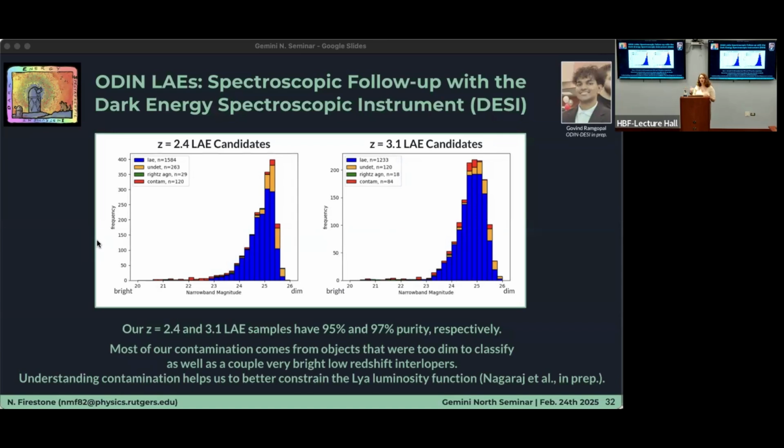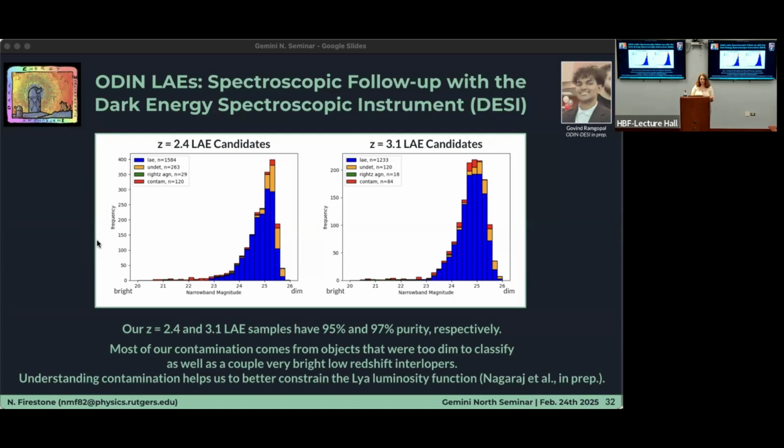And each type of object in our sample is colored accordingly. So the blue are LAEs. And then we also have undetermined objects, AGN, that were at the correct redshift, but they're not LAEs. And then some contamination. And what we find is that most of our contamination comes from objects that were just too dim to classify. So as I mentioned earlier, narrowband imaging tends to be much better at identifying dim objects than spectroscopy. So it's very possible that the vast majority of these undetermined objects are actually LAEs.